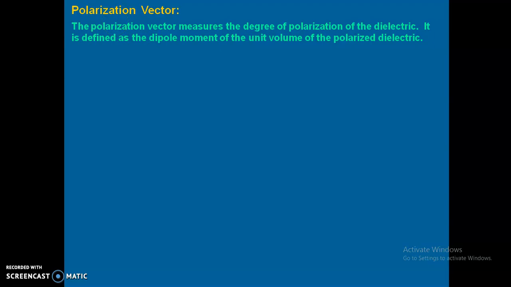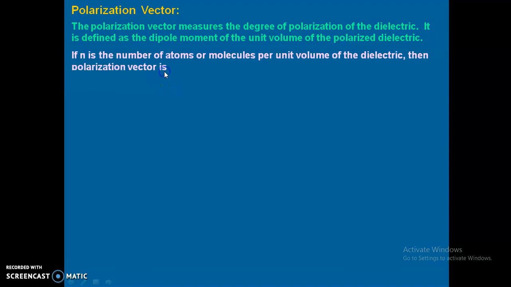And as it is written, it is defined as the dipole moment of the unit volume. So whatever dipole moment is produced in unit volume of the polarized dielectric, that is called the polarization vector. So let's express it mathematically.